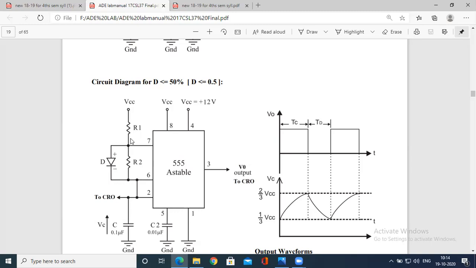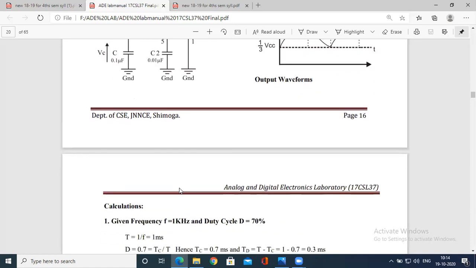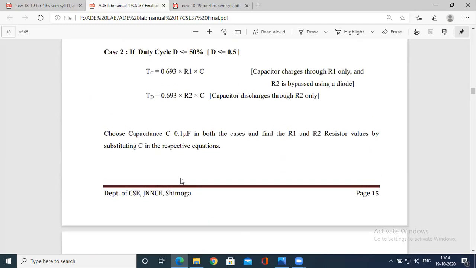So charging happens from the DC voltage through R1, bypassing R2, and goes to the capacitor C. Discharging happens again through R2 and the capacitor. From here, you can look back, it is R2. So I have shown you the main formula part.